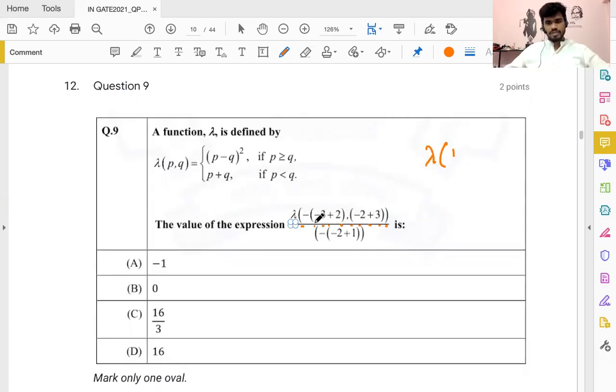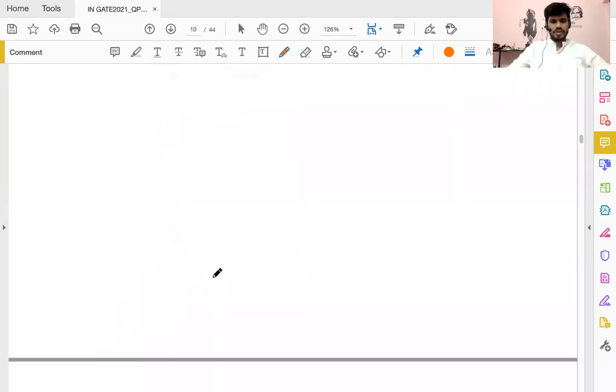Okay, we have lambda. This is -1. Minus of that is 1, and this is 1. Lambda of 1 by this is -1. Minus of that is 1. I'll just take a step back and answer that. So lambda of 1 by 1, when p equals 1, we have 1 minus 1 whole square. So this is 0.